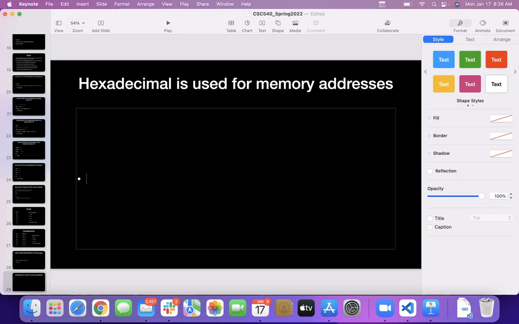If we think about our memory address as being a house, everybody lives on the same big long street. And we're just using hexadecimal, the base 16 number system, to label how far down that street you have to go to get to that house. So hexadecimal is used for memory addresses.